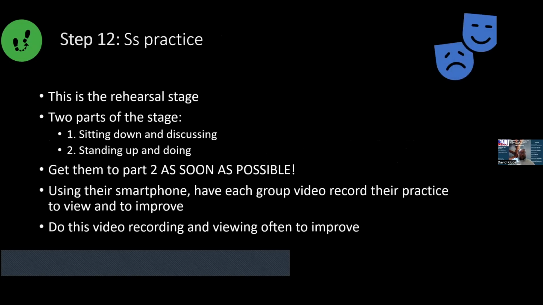And step 12, practice. This is the rehearsal stage of the procedure. There are 2 parts to the stage: sitting down and discussing what they're going to be doing, and standing up and doing. My advice is to get them to part 2, standing up and doing the rehearsal, as soon as possible, because if you let them, they would sit down and talk about it until almost the rehearsal time is finished. Then, using a smartphone, have each group video record the practice to view and then to improve. And do this video recording and viewing often to improve.